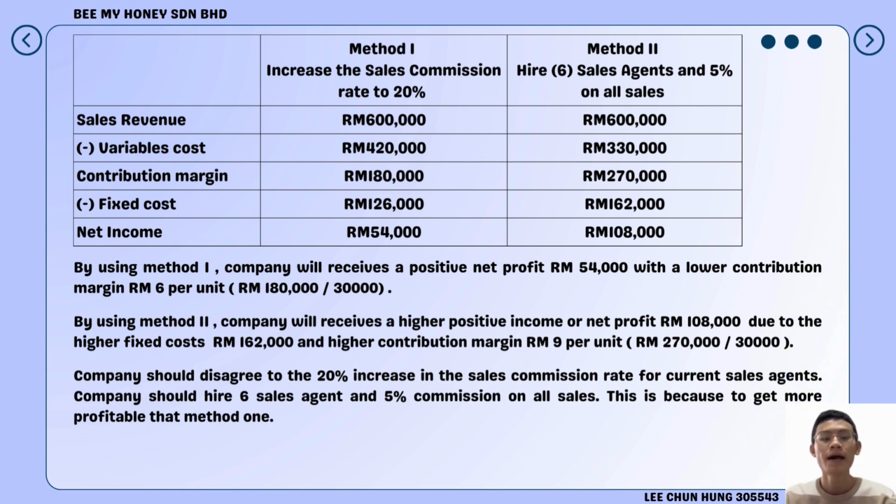The company should hire 6 sales agents at 5% commission on all sales. This is because it is more profitable than method 1.